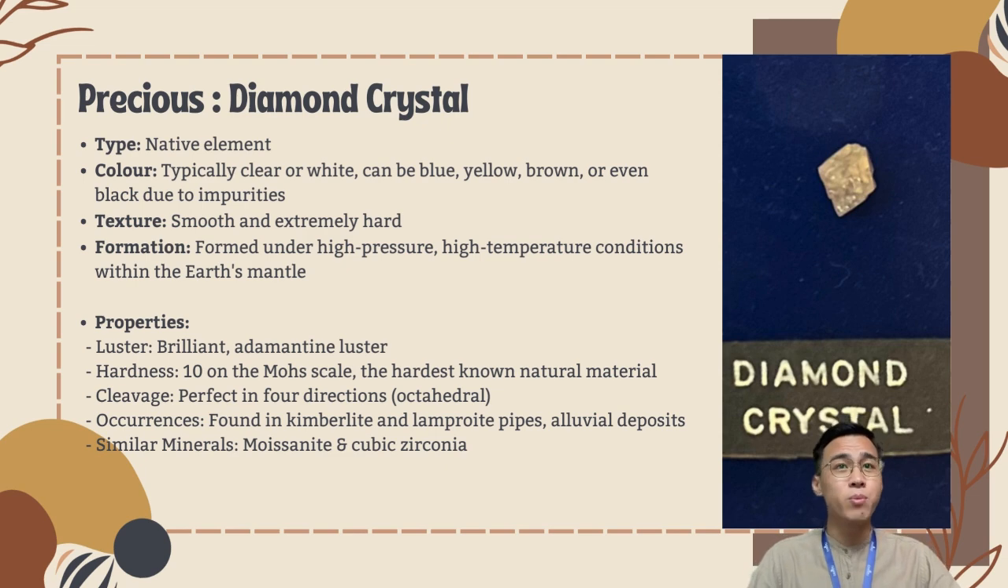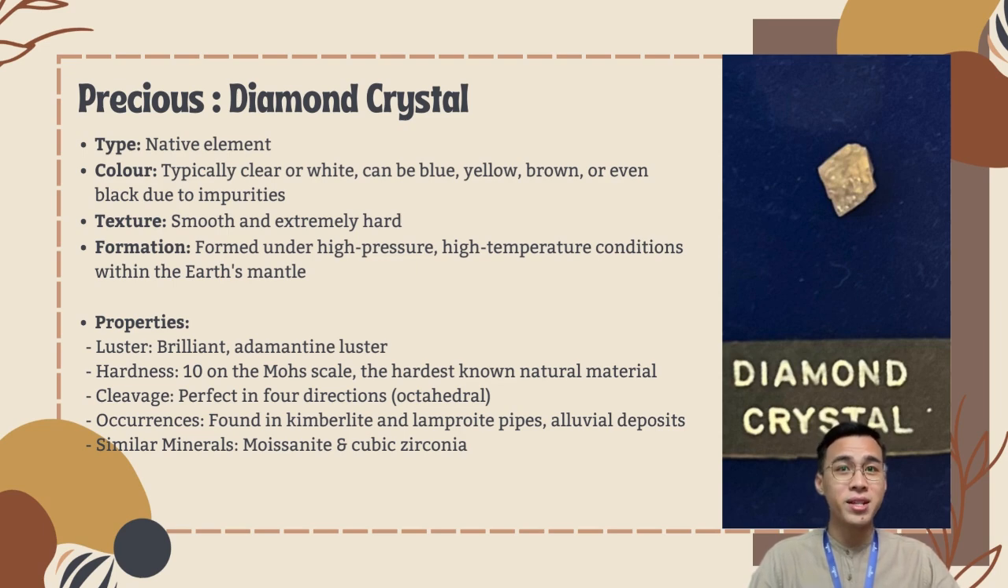The texture is smooth and extremely hard, and its formation is formed under high pressure, high temperature conditions within the Earth's mantle. As for its properties, the luster of a diamond crystal is brilliant adamantine luster, and as for its hardness, it's 10 on the Mohs scale, the hardest known material on Earth.